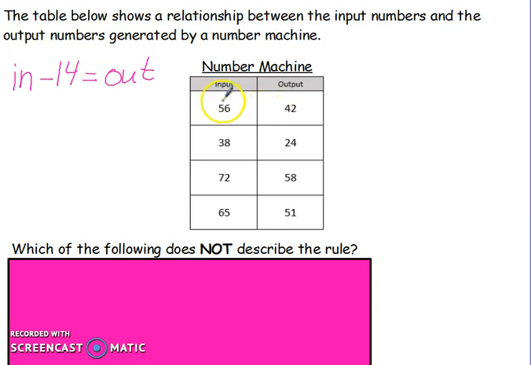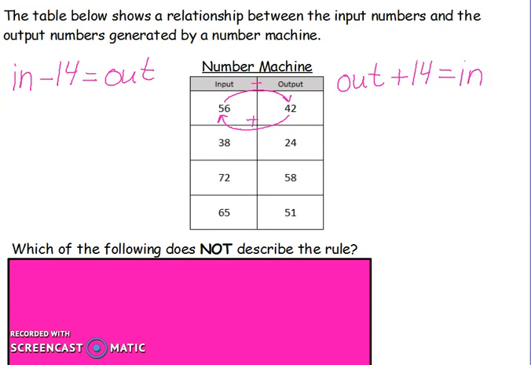I know that if I'm going to go from input to output, I am going to subtract. But if I go from output to input, I'm going to add that same amount. So I can also write it like this. The output plus 14 equals the input.